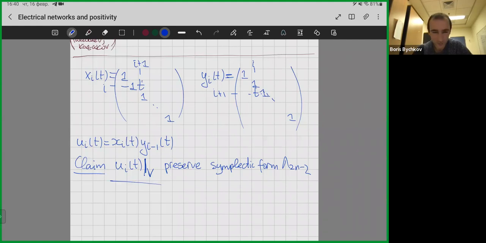I don't explain very well, maybe, but we start with a more or less empty network which defines a point in the totally non-negative Lagrangian Grassmannian, and then this U_i preserves the Lagrangian subspace and preserves positivity, and we construct our network from an empty network, or just by induction go downwards.